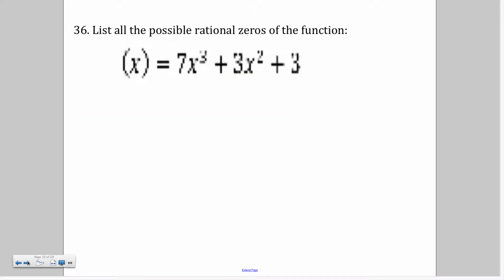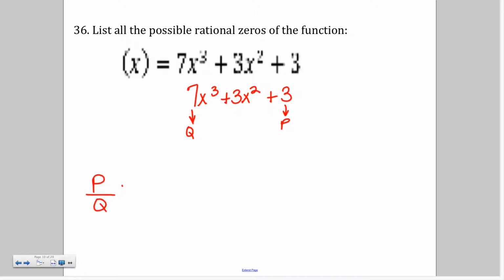All right. Number 36 is the same thing. Go ahead and try it on your own and see if you get it. That is 7x cubed. Let me rewrite it. 7x cubed plus 3x squared plus 3. All right, remember this is P. This is Q. So I want you to try it. I'm going to go ahead and pause the video. And then once you finish, unpause it and see if you get the same answer.